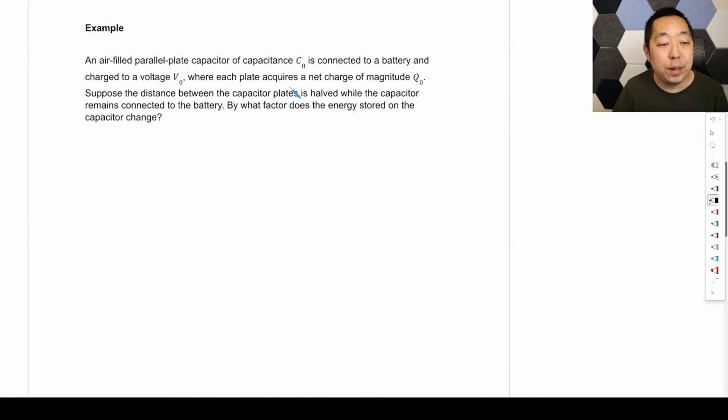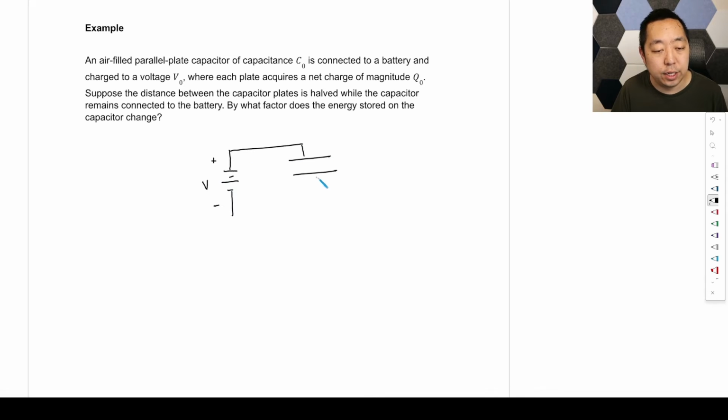So if an air-filled parallel plate capacitor C naught is connected to a battery and charged to a voltage V naught. So you'll get practice with this later on when we do circuits a bit more in the next unit. So we have this voltage and it's connected to this capacitor here, and it has a capacitance C naught, and each plate acquires a charge Q naught, right? So we're going to have Q naught here and then negative Q naught here. Suppose the distance between the capacitor plates is halved while the capacitor remains connected to the battery. So here the V is constant. By what factor does the energy stored in the capacitor change?